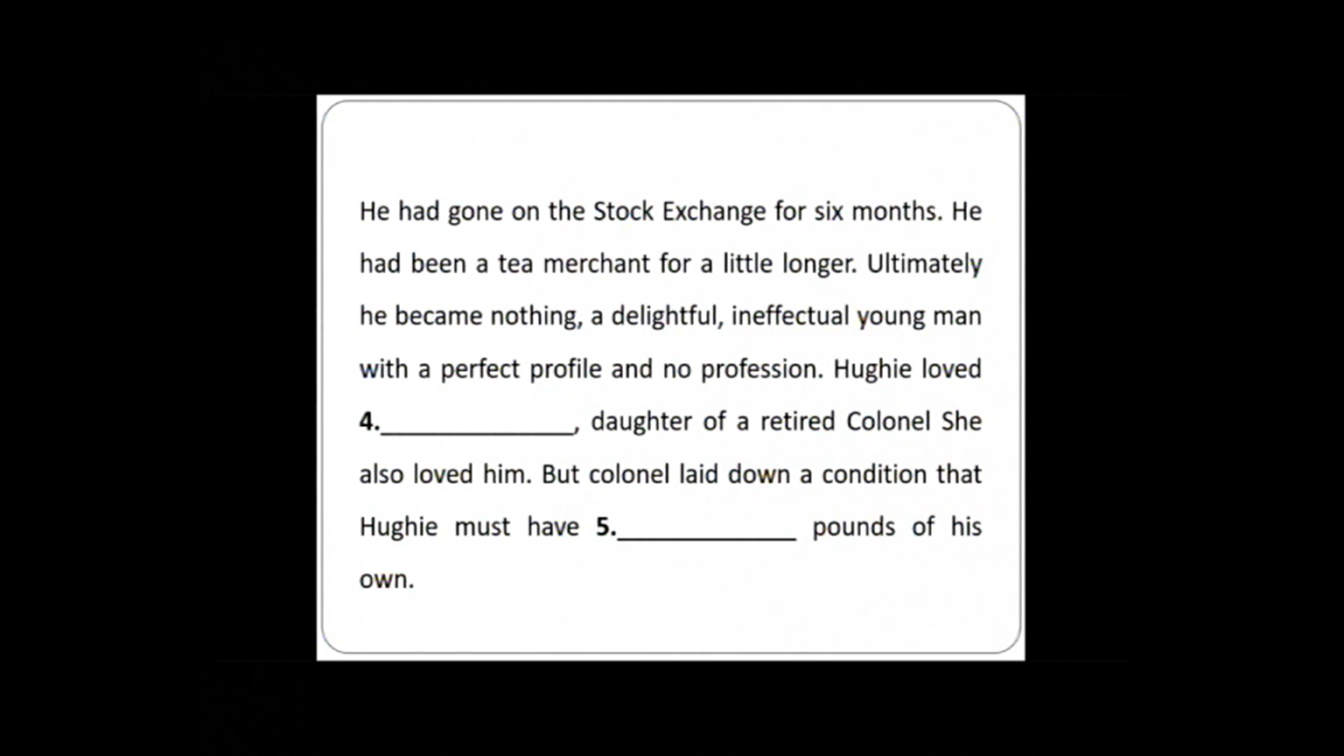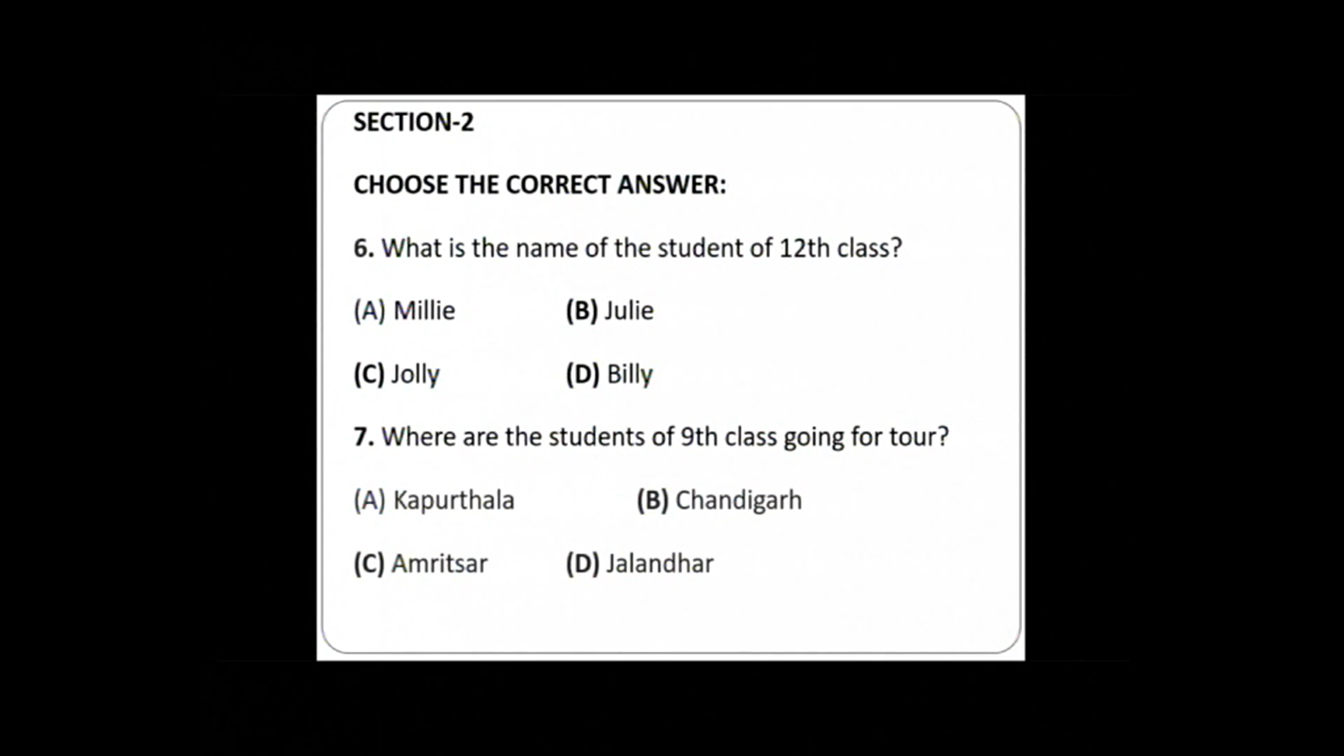Alan Trevor, a painter, was a good friend of Hughie. He also knew about his love for Laura and often talked to him about her. This is the end of section 1. Please check your answers. Before you listen to section 2, please read questions 6 to 10. Now listen to a conversation between a student and a teacher and answer the questions.